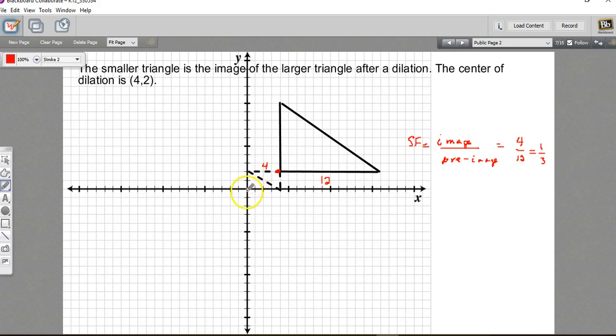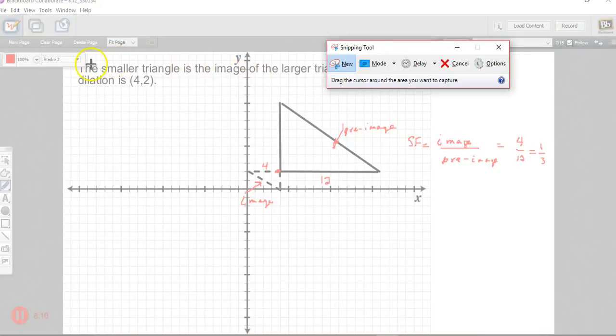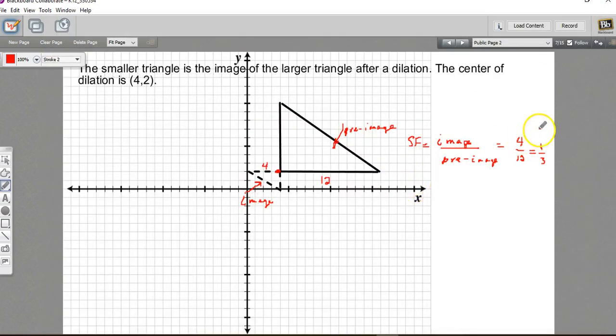So just remember that if this is the image, and this here is the pre-image. If you guys need to, on the test, feel free to snip a problem like so. I'll break up my snipping tool, and I'll click on new, and I'll snip it, and then I can draw directly on this. So if you need to make notes just like I did, then that will help you solve it. Just a little suggestion.